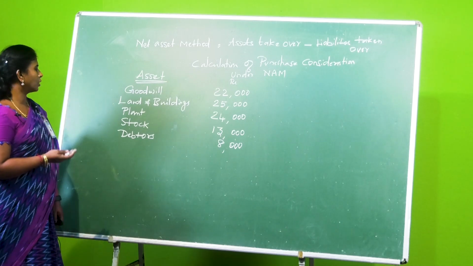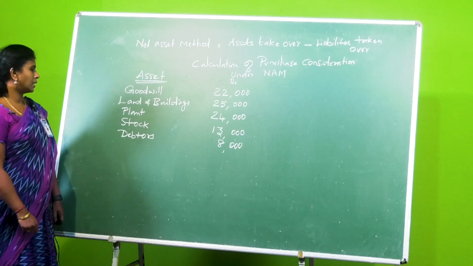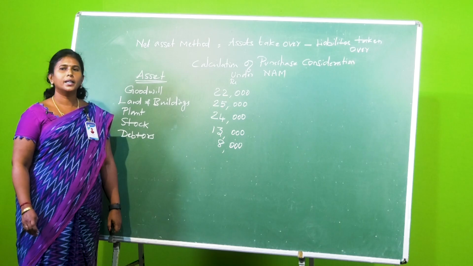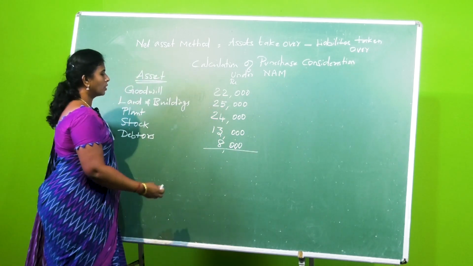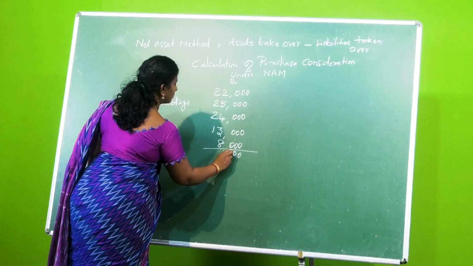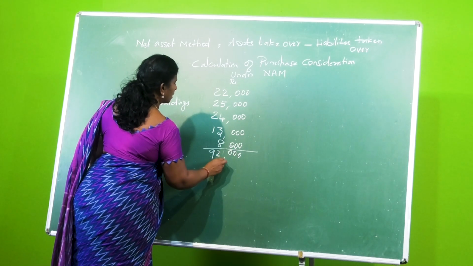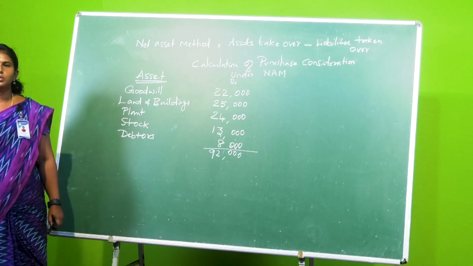We take goodwill 22,000, land and building 25,000, plant 24,000, stock 13,000 and debtors 8,000. And let us find out the total here. So total is 92,000. Okay. So the total of assets is 92,000.